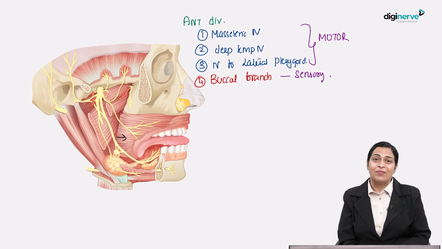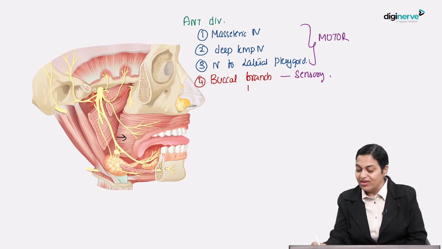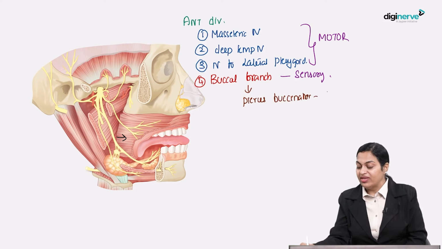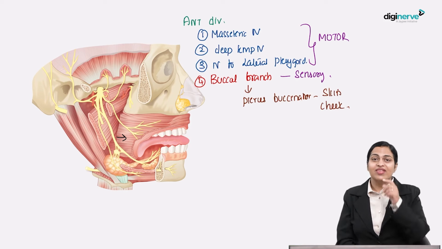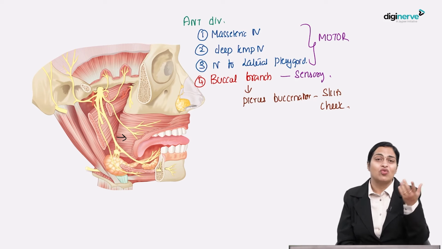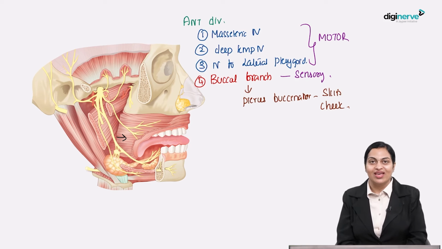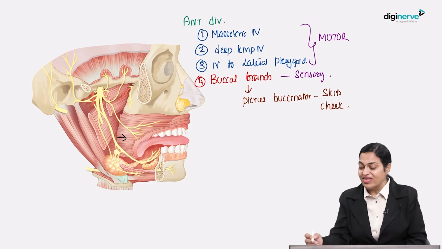So you shouldn't confuse this buccal branch of facial nerve, that is motor, with this buccal branch of mandibular nerve. First point. Another thing is that this buccal branch of mandibular nerve pierces the buccinator muscle to supply the skin of the cheek, right? So this is again a confusing point. The buccal branch of mandibular nerve will pierce the buccinator but doesn't supply it because it's not a motor nerve. It supplies the overlying cheek, the skin of the cheek. Understood? So 4 branches from the anterior division, 3 motor and 1 sensory.